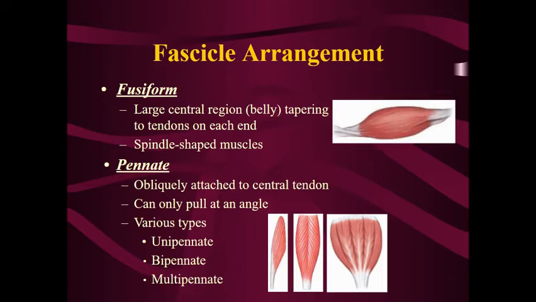Pennant muscles have oblique attachments to a central tendon. Pennant muscles can only pull at an angle. And depending on how many of these oblique arrangements there are will give us different kinds of pennant muscles. There can be a unipennant, where there's only one diagonal arrangement of fascicles, bipennant, which kind of looks like a feather, where you have two opposing angles of fascicles, and then multipennant, where you have multiple obliquely attached fascicles.